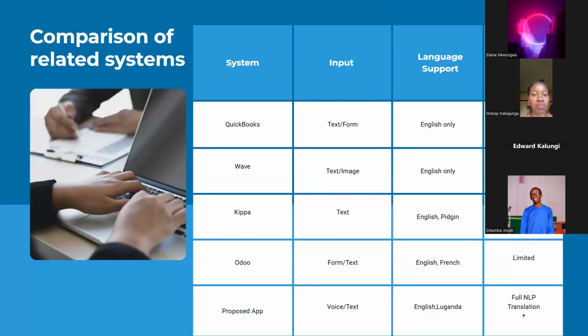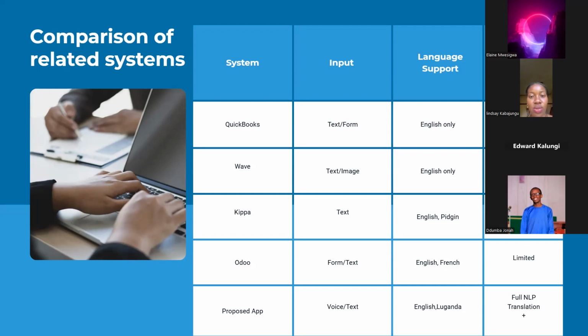So we tried to create a comparison table based on the systems that are being used currently. So we have QuickBooks, Wave, Keeper, Odoo, and the proposed app systems. So for the QuickBooks system, we have a text and form input, and it supports English only, and there's no AI or NLP integration.